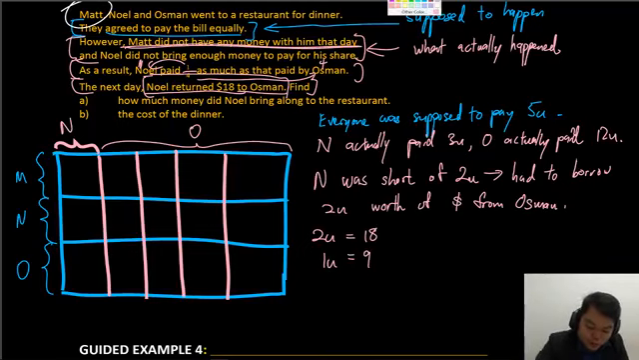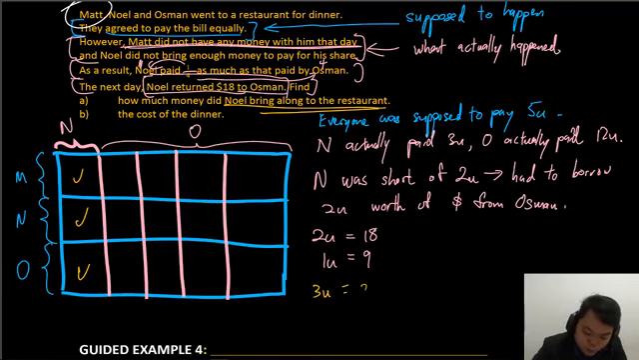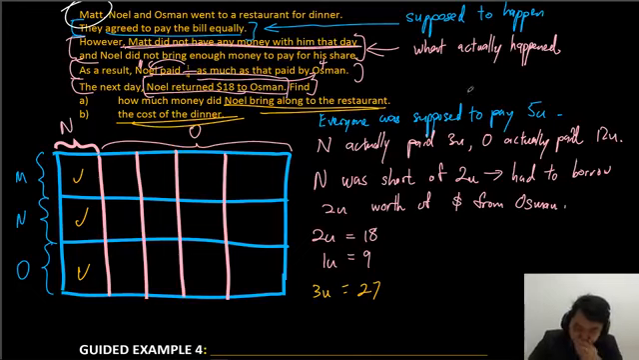So how much money did Noel bring to the restaurant? Noel brought 3 units worth, so that will be $27. And for the cost of the dinner, this would simply be 3 rows, 5 columns worth. There will be a total of 15 units worth. Okay. That will be 135.